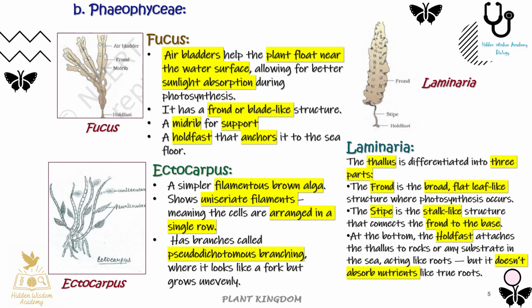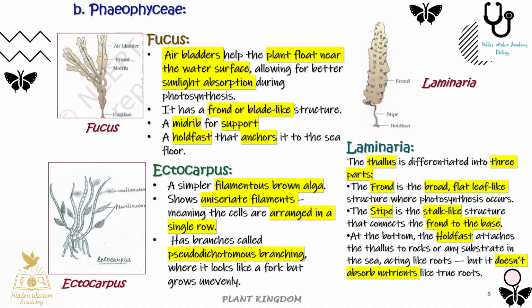Let's look at two key examples from the class Phaeophyceae, or brown algae, Fucus and Ectocarpus. Starting with Fucus, observe its air bladders. These help the plant float near the water surface for better sunlight absorption during photosynthesis. It has a frond or blade-like structure, a midrib for support, and a holdfast that anchors it to the sea floor. Next, we have Ectocarpus, a simpler filamentous brown alga.